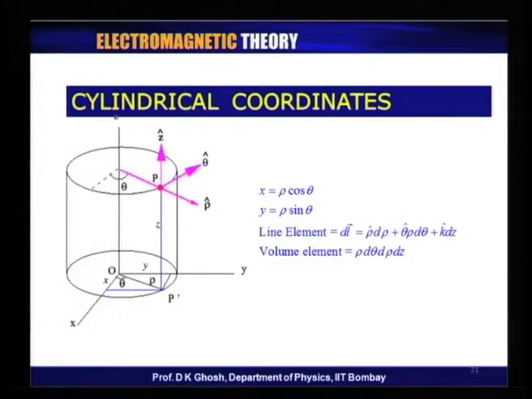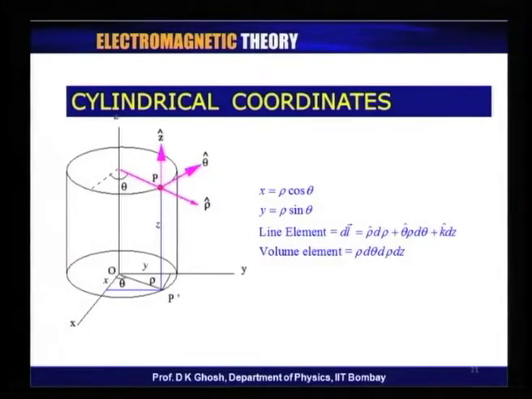The length elements are rho unit vector rho d rho, along the theta direction rho d theta, because theta, if you remember, does not have any dimension. So, since I am talking about a length, I need a length and it is an arc. So, arc is nothing but r theta or rho, in this case rho theta. So, rho d theta along theta direction, and of course, z direction the same k d z. So, a volume element there is given by rho d theta d rho d z.